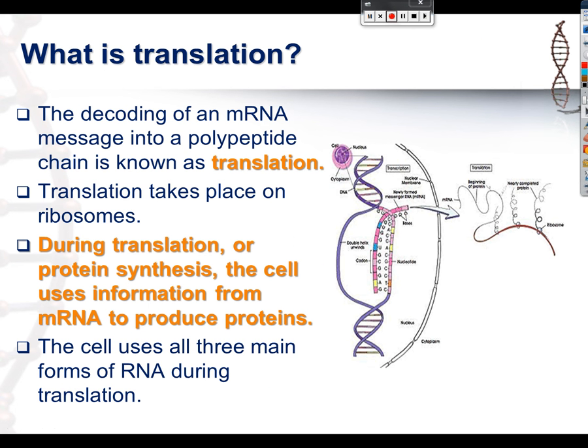All right. Again, in a nutshell, translation is that decoding of mRNA to make the polypeptide chains of amino acids. During translation, the continuation of these linking of amino acids forms the chain, which eventually linked together is protein synthesis. Protein synthesis is another way of saying translation to a certain degree. We take mRNA to eventually produce proteins.